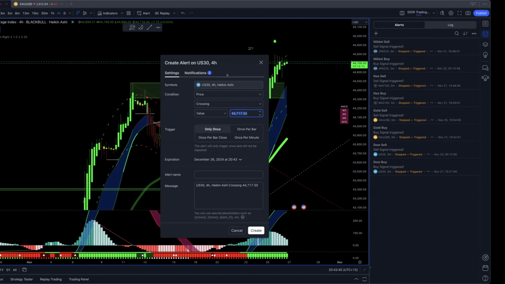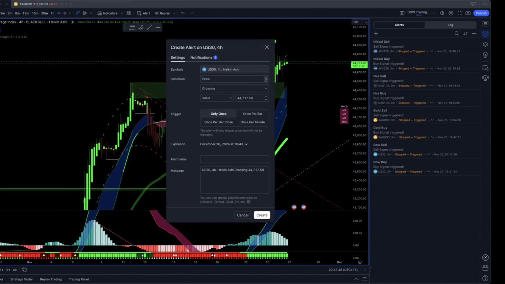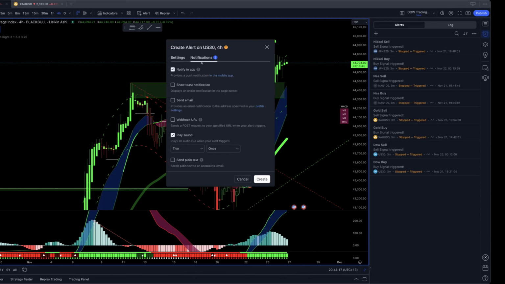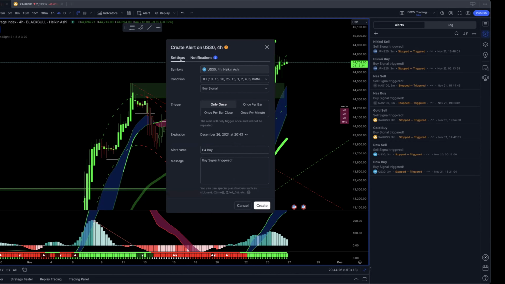So if you wanted to set up a buy, you have to choose the indicator. So TFI, that is our main TRENDFORCE indicator. You click on that, and then we've got buy signal. So that's setting up the buy signal. For the alert name, you could just call it H4 buy. Then you can also check notifications, notify an app. I don't send emails or anything else, I just have an app on my phone. Once you've done that, you just click create.